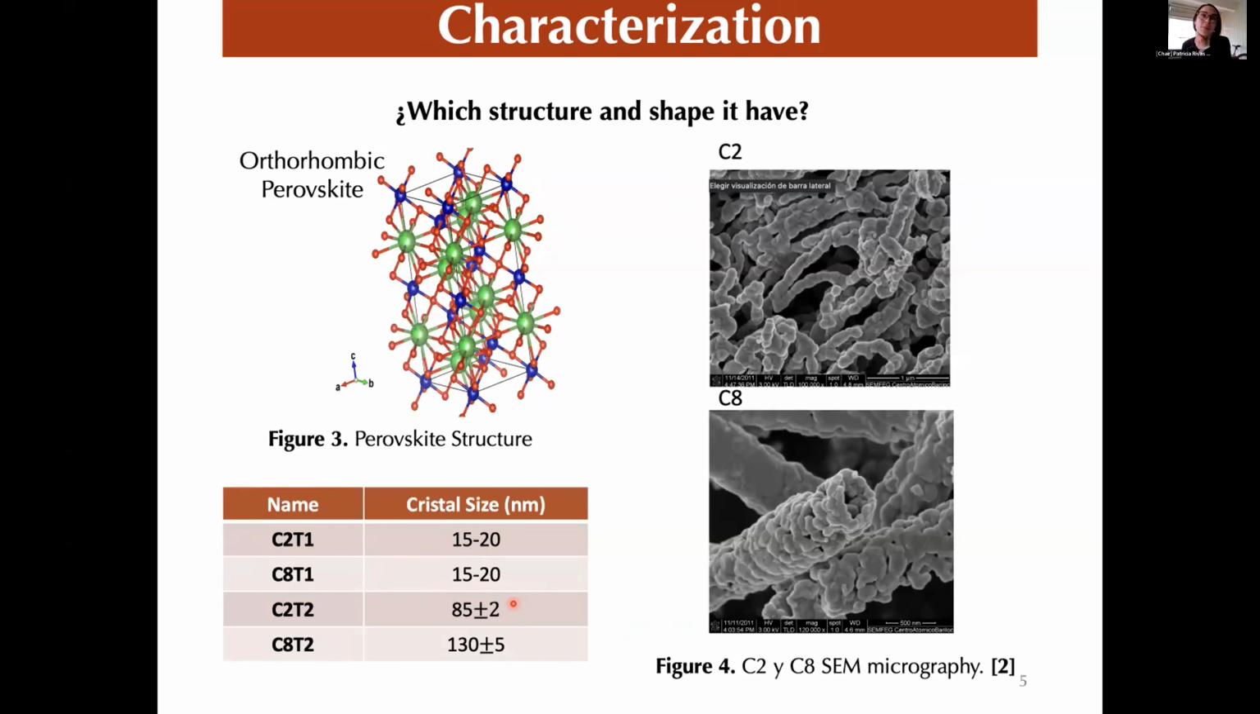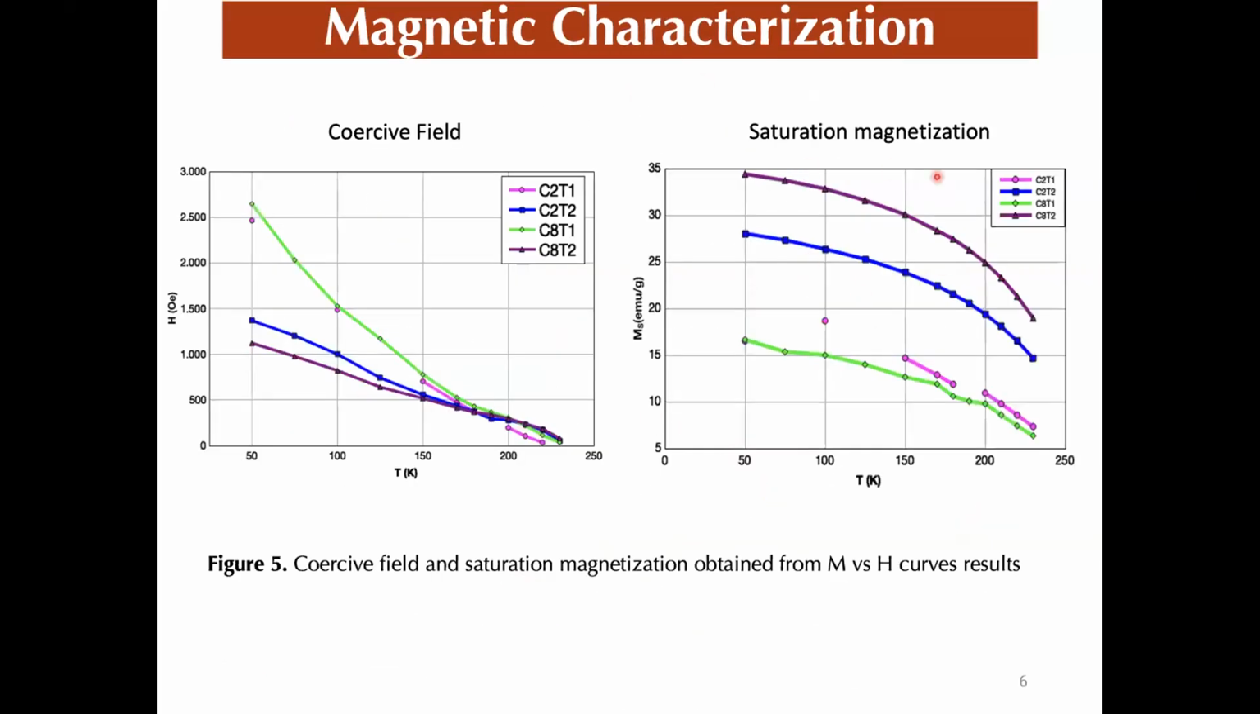But what about grain size or crystalline size? Maybe that can have a bit of influence in the magnetic behavior. Yeah, this is the final objective of this work, that shows the crystal size has a big influence in the magnetic behavior, because the T2 samples have better behavior than T1 samples. We have a higher saturation magnetization, and we also have a lower coercive field.